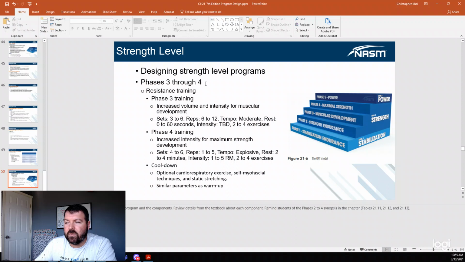All right, phase 3 and 4, resistance training. Increase the volume and intensity of muscular development. So 3 to 6 sets, reps 6 to 12, tempo moderate, rest about a minute. Phase 4, increase intensity for maximal strength development. So then your sets are 4 to 6, your reps are 1 to 3. And then you've got your normal cool down.